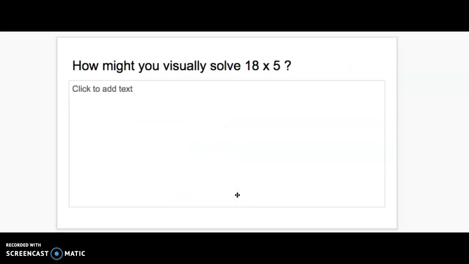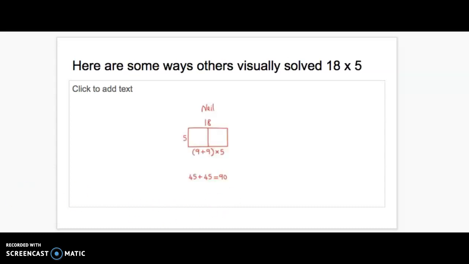I want you to think about how might you visually solve the problem 18 times 5. Take some time to think about that, and then we're going to share some examples with you. You should have explored some of your own ways of how you might visually represent the multiplication problem 18 times 5. What I'm going to do now is just show you some different ways that others have chosen to visually represent their learning. So you can see Neil here, who is a student.